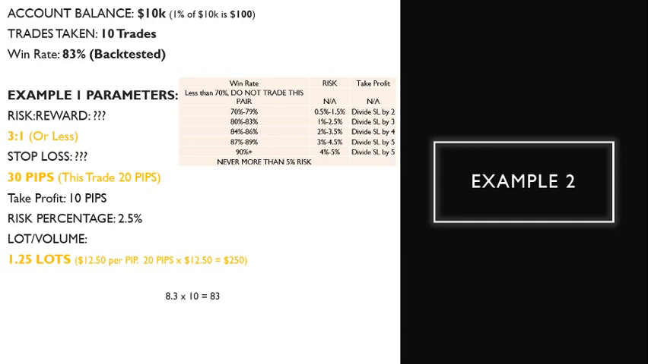So 8.3 trades times 10 pips, 83 pips, right? 1.7 losers times 20 pips, negative 34. So my net is 49. My lot size is $12.50 per pip, which is a 1.25 lot size, times 49: $612.50. Right?